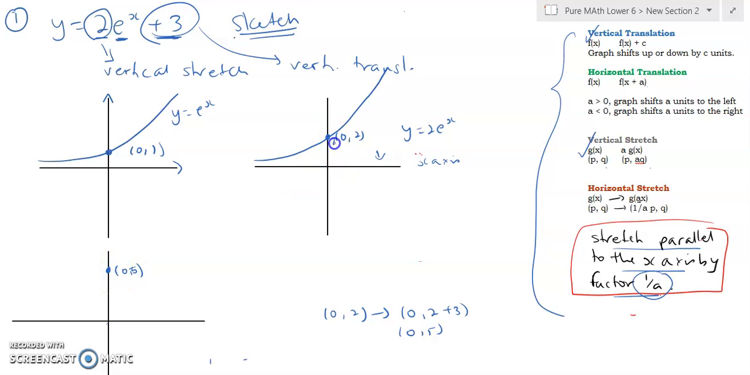And since my asymptote was 2 units away from this point of contact, this will still be 2 units away, so it'll be at y is 3. So then I'll draw a dotted line here, y is 3, and then I'll just loop like this, go up like that.